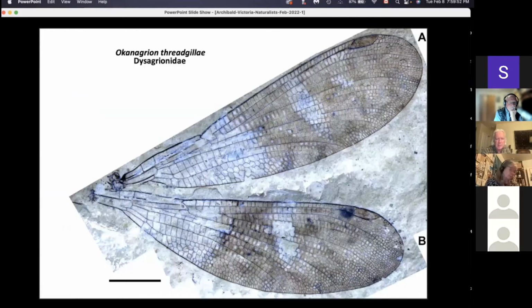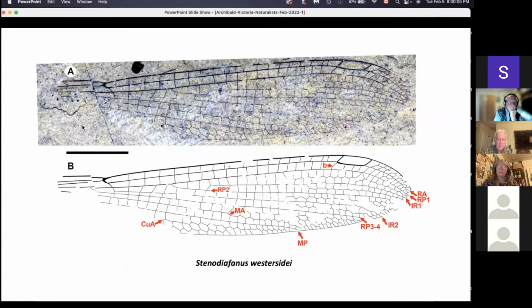Here's a beautiful specimen from Republic with a different color patterning. You can see a smaller space there, and it's just different. It's a bunch of things and a bunch of detail. Not all of them are colored. This one had clear wings. Stenodiaphanus is another genus, this one from Republic.